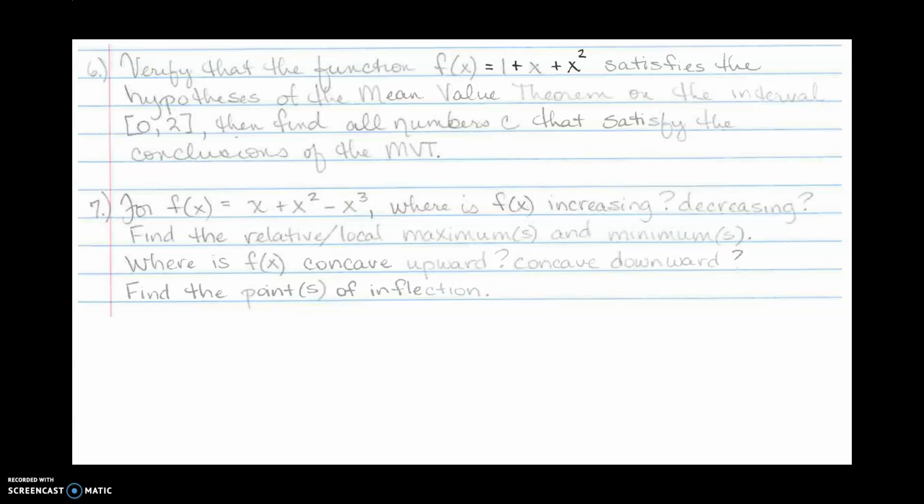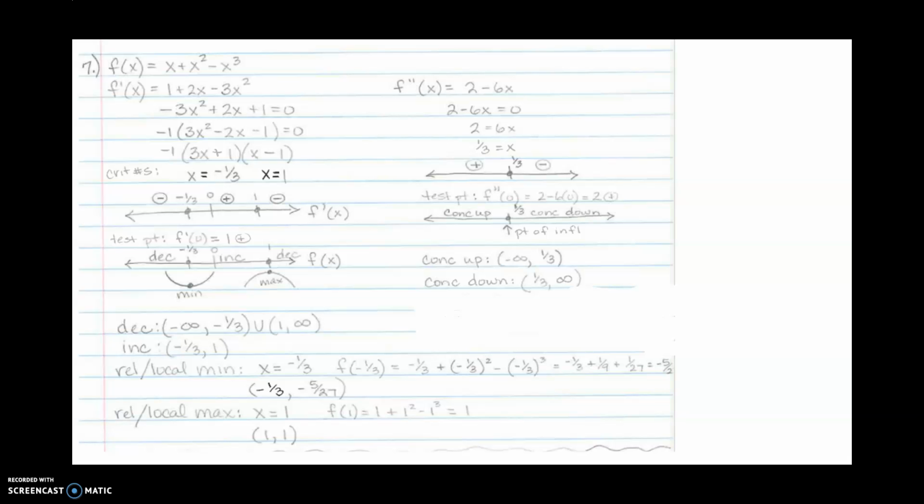Concavity is based on the second derivative, so we want to know where the second derivative is positive and negative now. All right, so here's my first derivative, so let's take the derivative of that to get the second derivative. Derivative of 1 is 0, derivative of 2x is 2, and derivative of negative 3x squared is negative 6x. So there's my second derivative.